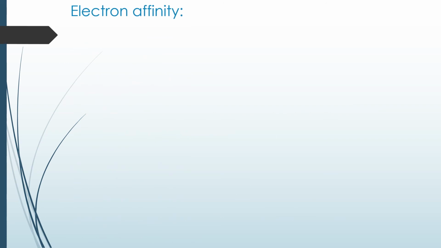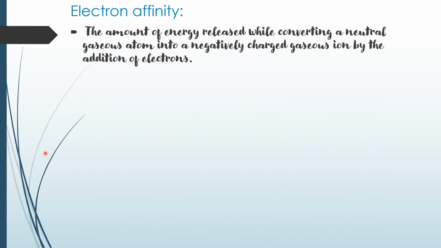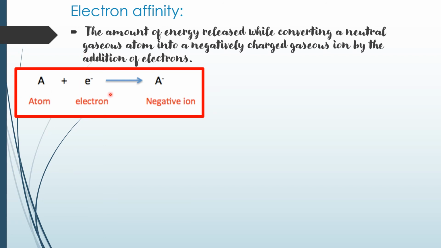The next property we are going to see is the electron affinity. Electron affinity is nothing but the amount of energy released while converting a neutral gaseous atom into a negatively charged gaseous ion by addition of electrons. Now see this example. When we add an electron to an atom, it becomes a negatively charged gaseous ion. The energy released is known as the electron affinity.